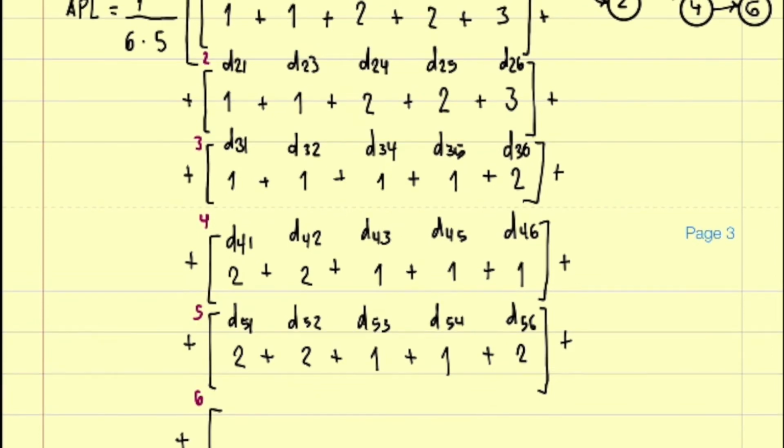So for 6, the distance between 6 and 1 is 3, plus the distance between 6 and 2 is 3 also, plus the distance between 6 and 3 is 2. Distance between 6 and 4 is 1. And distance between 6 and 5 is 2. So what I was saying, doing this calculation is easy road, so I'm just not going to do it. You do it, okay?